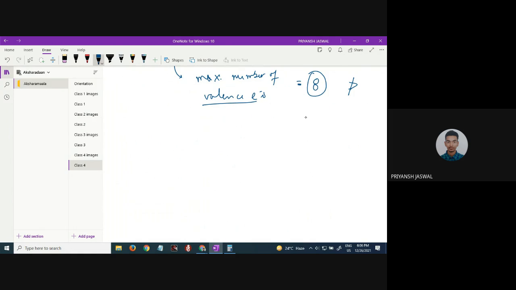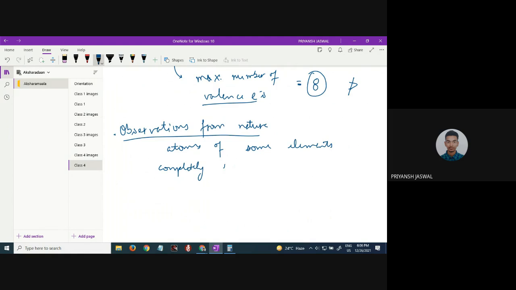And observations from nature have been made by the scientists, and it shows that atoms of some elements that have completely filled 8 electrons, or you can say completely filled shell, that is they have 8 valence electrons, are very stable.